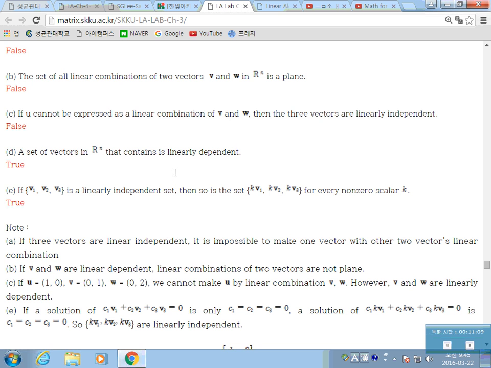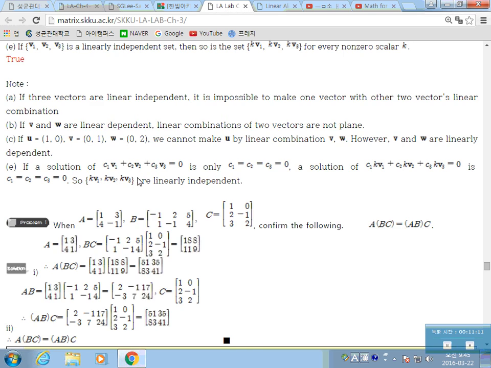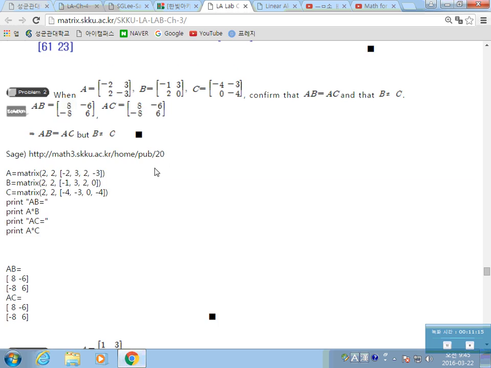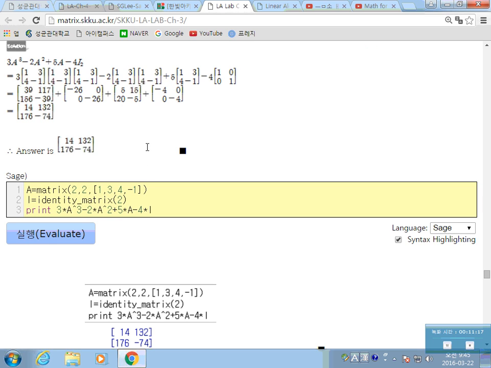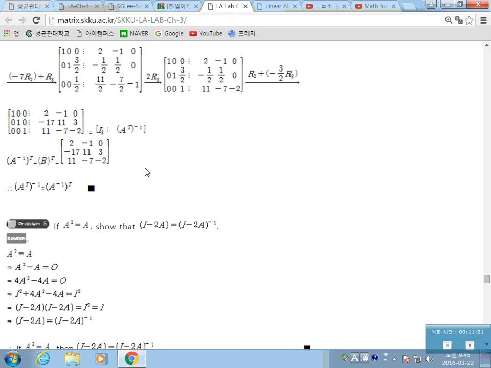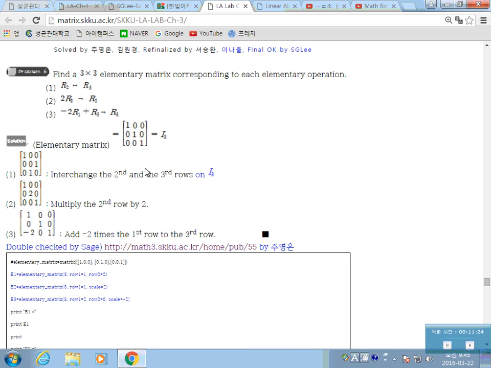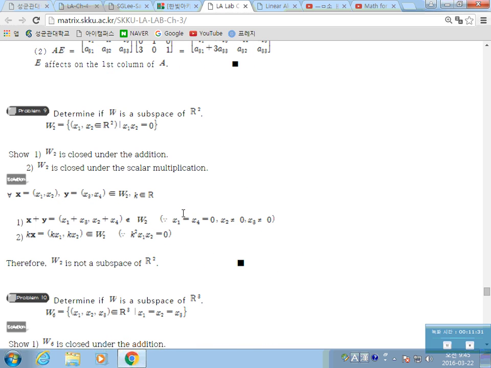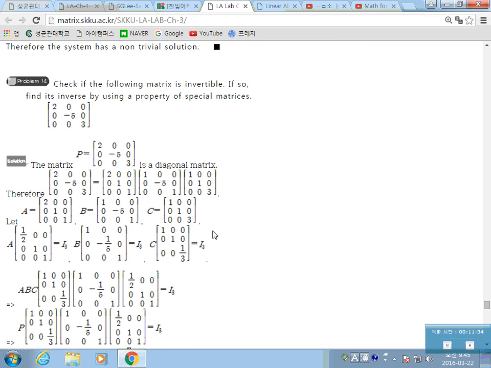So here you will see true false problems and the computational problems. So you now have the problems for chapter 3 here, and you can go through, and some of team 1 will give a presentation of the solutions of the problems in chapter 3. I think that's the end of chapter 3.